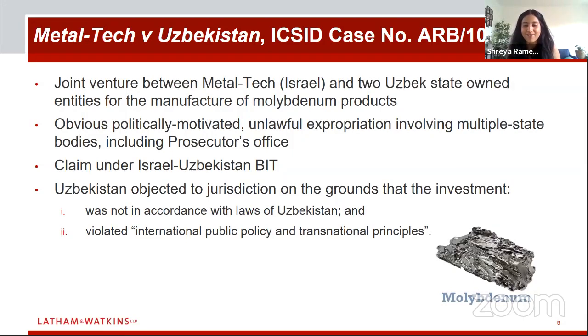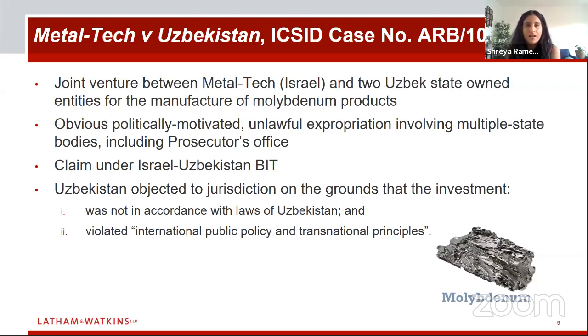I'm going to spend the next little while framing our discussion in a few cases, so you have concrete examples of what is meant by a jurisdictional objection. Metaltech versus Uzbekistan is one of two very well-known cases on this issue. In Metaltech, in early 2000, an Israeli company, Metaltech, entered into a JV with two Uzbekistan state-owned entities to construct, operate, and manufacture molybdenum products.